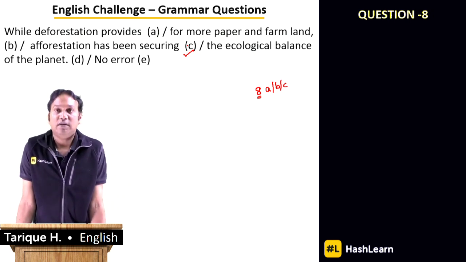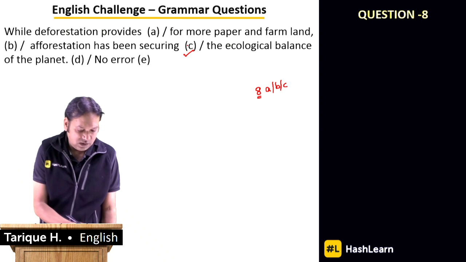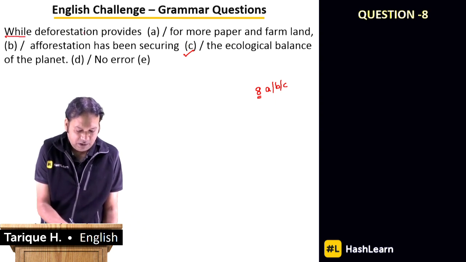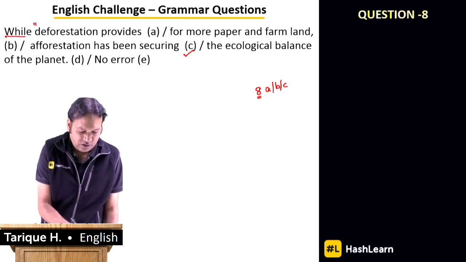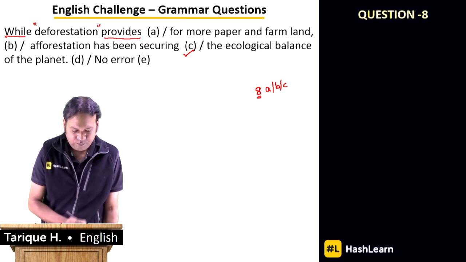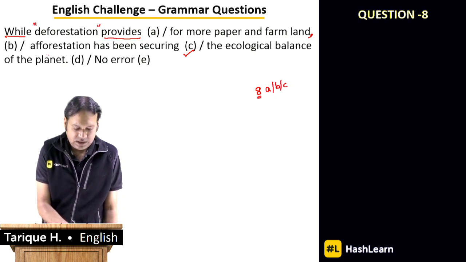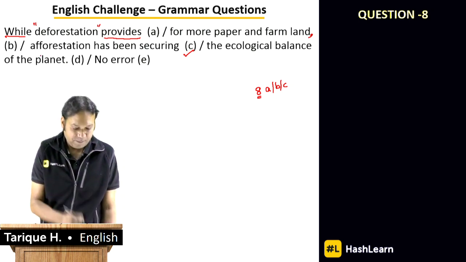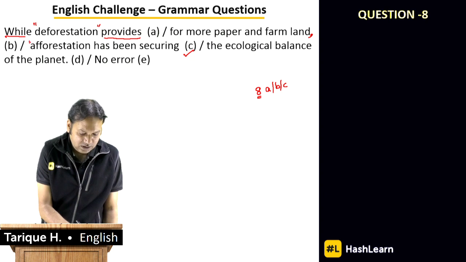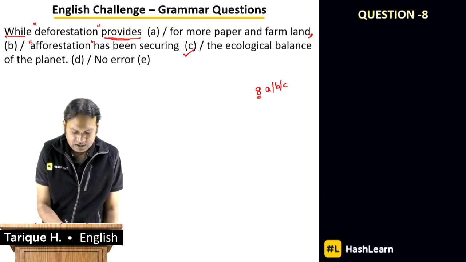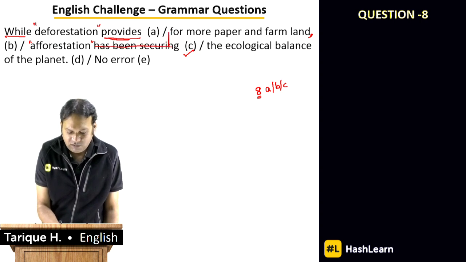While deforestation provides. So when we start a sentence with while, and I'm comparing one aspect here, deforestation, and the verb along with that is provides, and there's a comma here, the next part of the sentence should be parallel with the first part. Now if this part is afforestation, then just like we have provides here, this has been securing will be wrong and it should be replaced with secures.